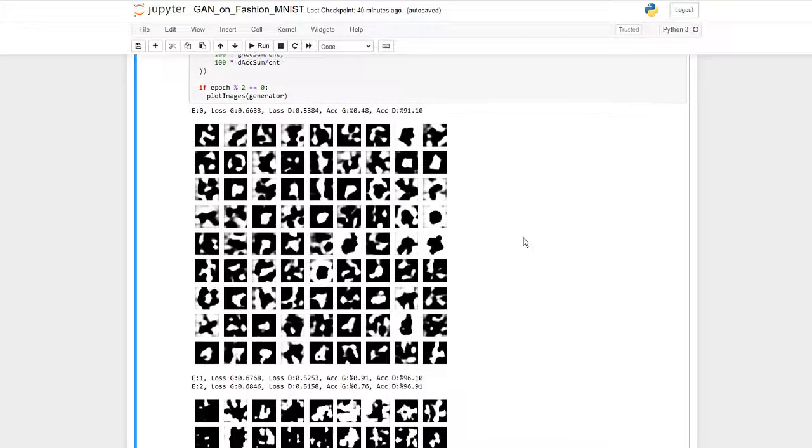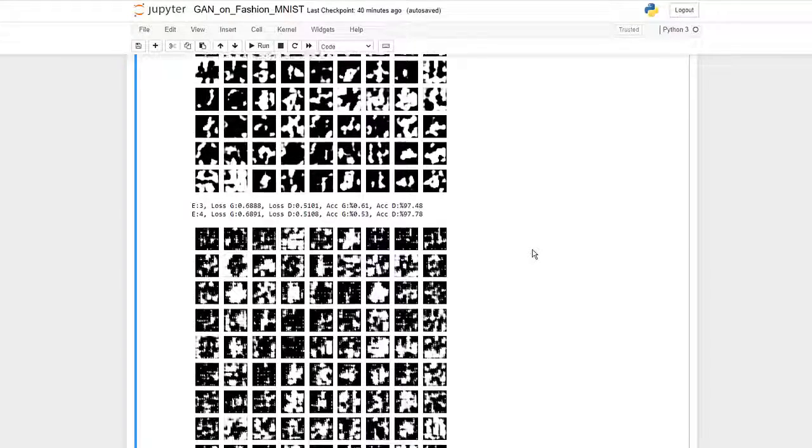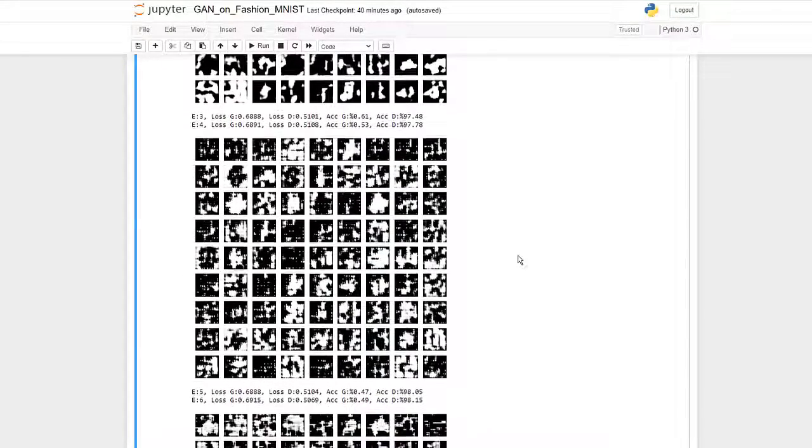So as you can see, in epoch 0, just getting some random blobs. Epoch 2, not so much better. And by epoch 4, it's starting to do some more complicated stuff here.